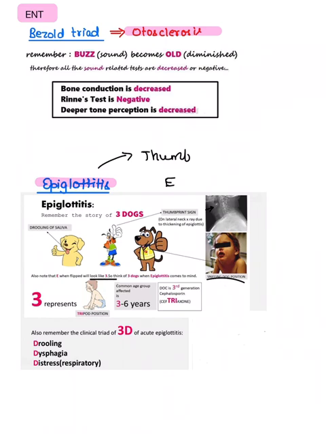Okay, epiglottitis is common in the age group of 3 to 6 years, and the treatment of choice is third generation cephalosporin like ceftriaxone. And child presents with 3 features: drooling of saliva, dysphagia, and respiratory distress.